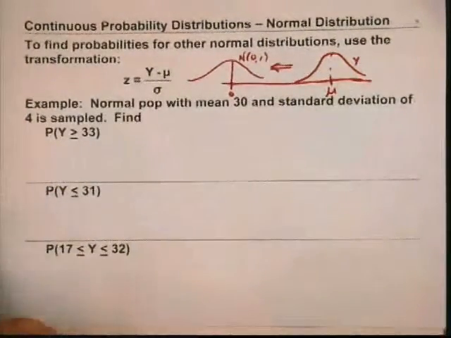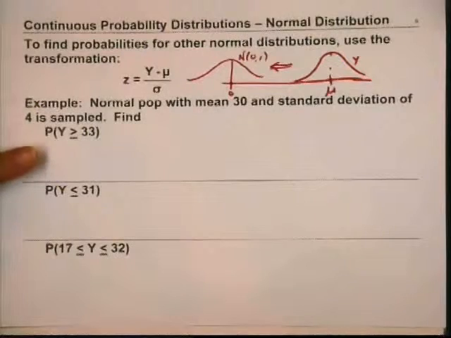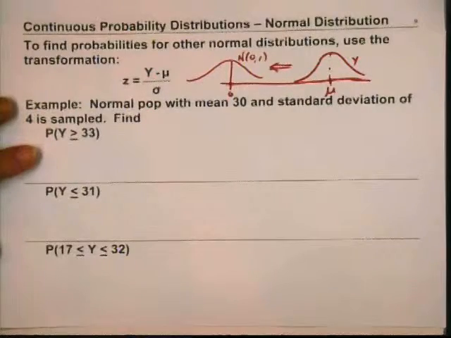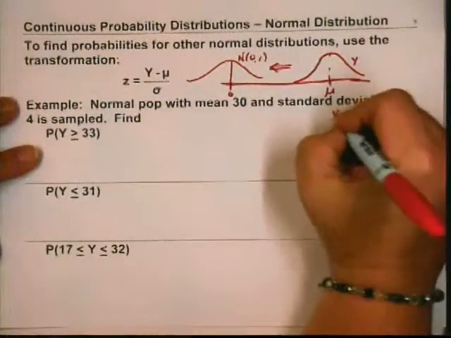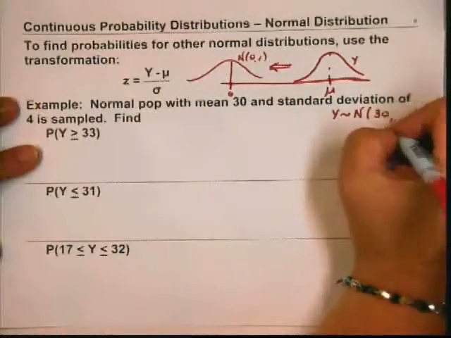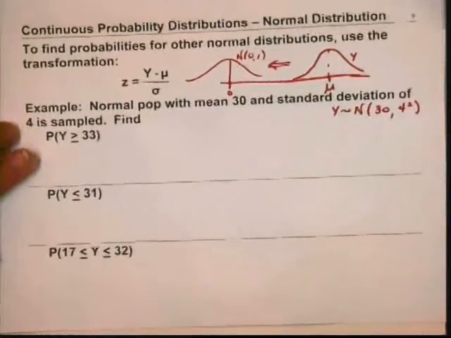Okay, so suppose we have a normal population with a mean of 30 and a standard deviation of 4 that we've sampled. We want to find the probability of an observed value of random variable y that's greater than or equal to 33. Okay, so we have that our y's are distributed normally with a mean of 30. Standard deviation is 4, so variance is, I'll write it as 4 squared.